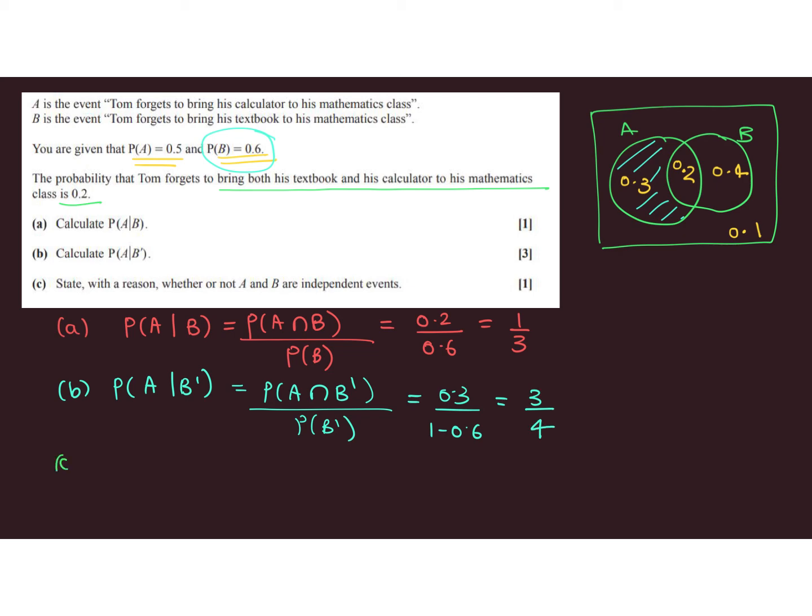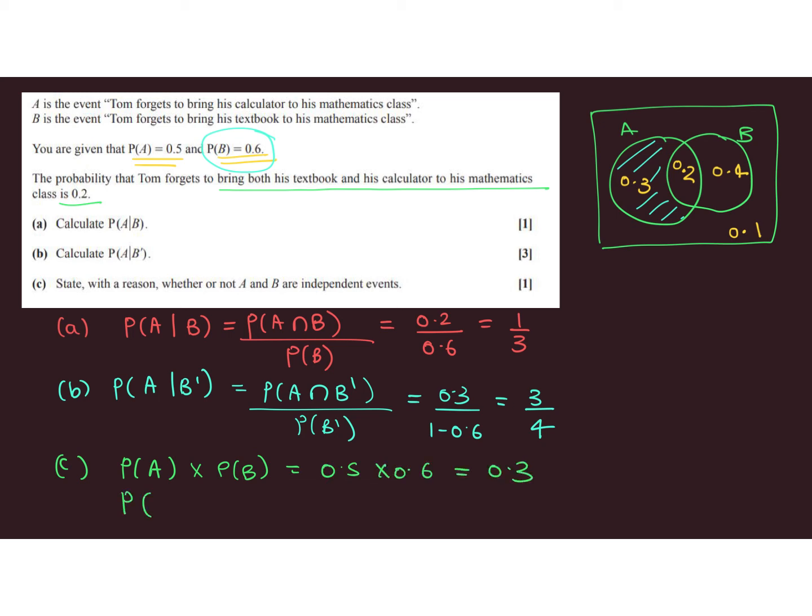And then part C, state with a reason whether or not A and B are independent events. There are so many ways in which we can approach this. One way is to work out the probability of A multiplied by the probability of B, which is 0.5 multiplied by 0.6, which is 0.3.